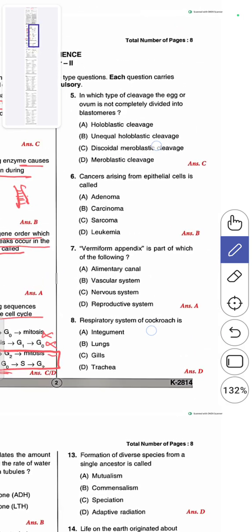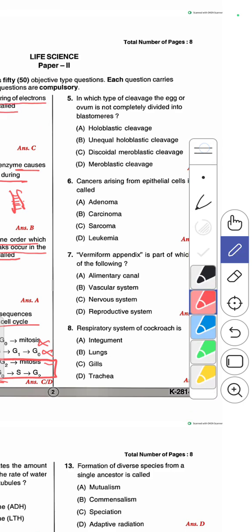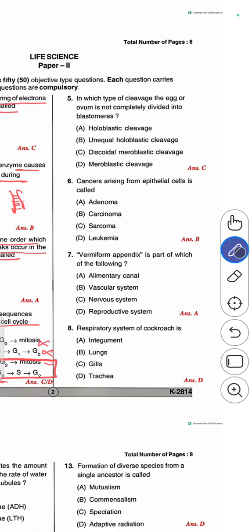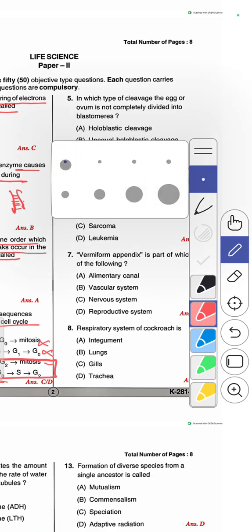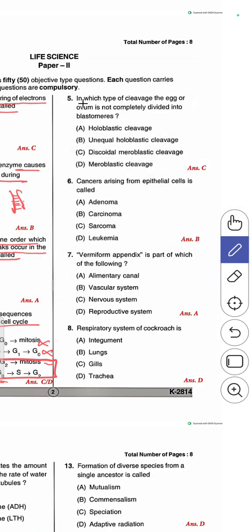Then fifth one: in which type of cleavage the egg or ovum is not completely divided into blastomeres? So in which type of cleavage the egg or ovum is not completely divided? That is in discoidal meroblastic cleavage, where the blastomeres are not completely divided. So C is the right answer.